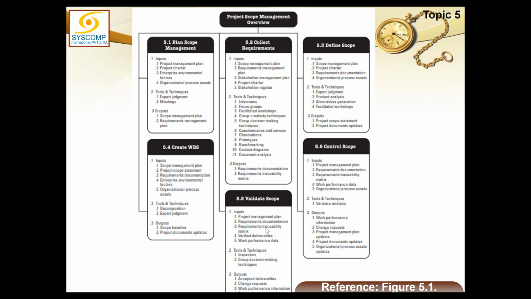In addition to that, there are the requirements documentation and requirements traceability matrix, which were the outputs of 5.2 collect requirements. You see the two items as outputs in collect requirements. These are the inputs in validate scope as well as in control scope. So just to put your query to rest, I explained this a bit. Otherwise, we are going to discuss each one of these processes in detail.